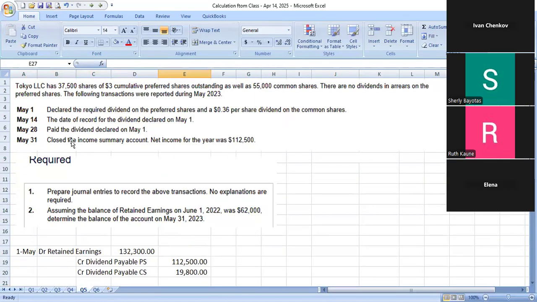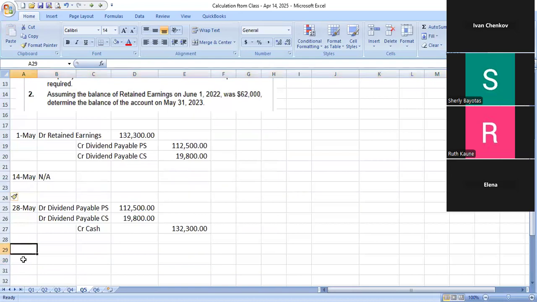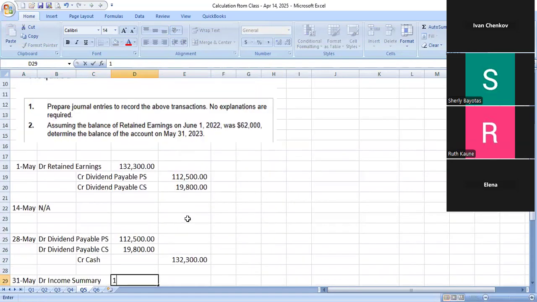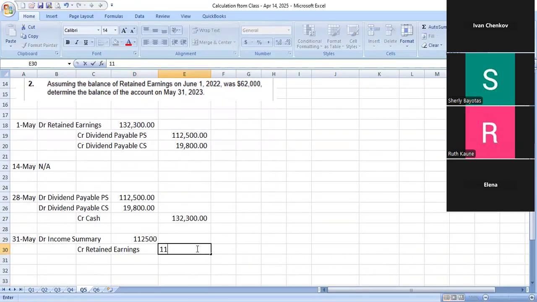Now, the last thing that we have to do is to close the income summary account. Net income for the year was 112,500. So tell me, how can I close the income summary account? May 31st, debit income summary, credit retained earnings, for the same amount, right? And the amount is 112,500. And here we're going to have exactly the same amount.